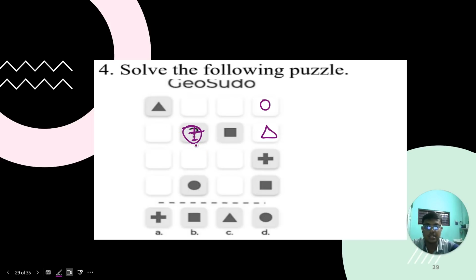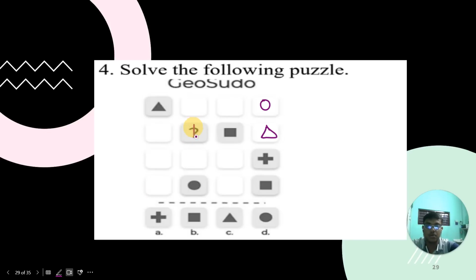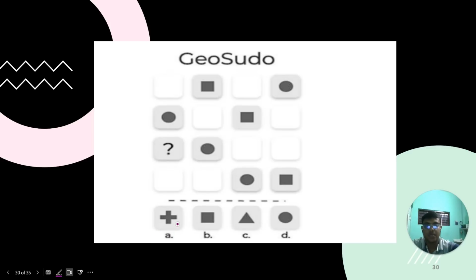Again, for this particular cell, circle can also not come. Hence, the only option that could come is the plus sign, right? So the correct answer for this question would be plus. So this box would have the plus symbol. I hope you all understood that. So the correct option would be option A. Let's move on to the next question.